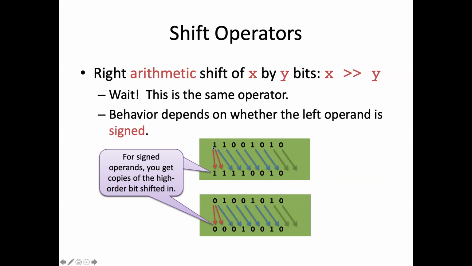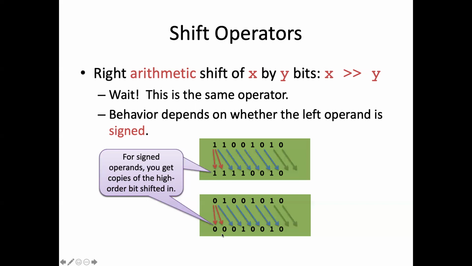So I showed 2 examples to illustrate this. In this top case, if this was a byte and that was its high order bit, then when you slide it to the right, you get copies of a 1 in these extra high order bits, because that's what used to be the high order bit. Same operation, but if you started with this number, you get copies of a 0 in the high order bit.